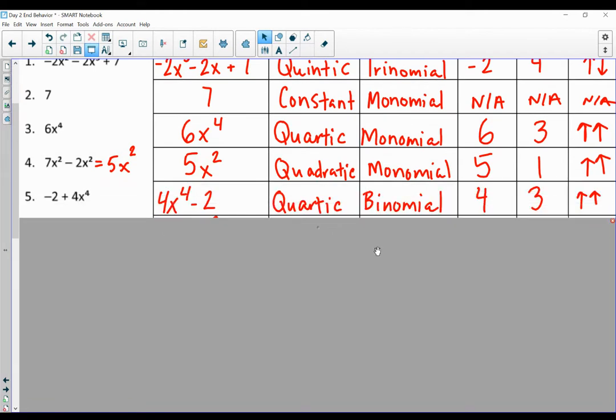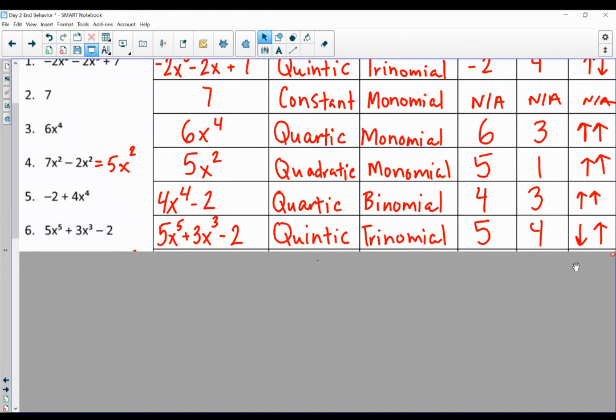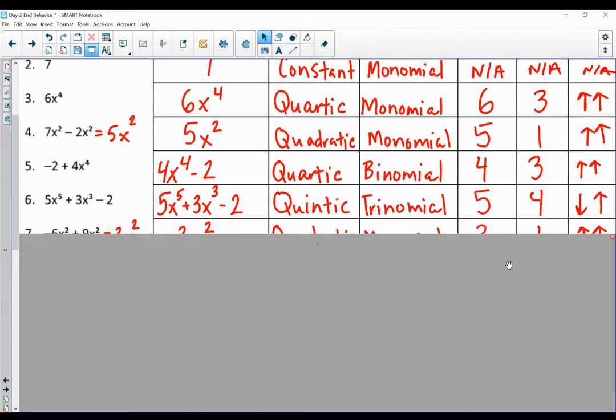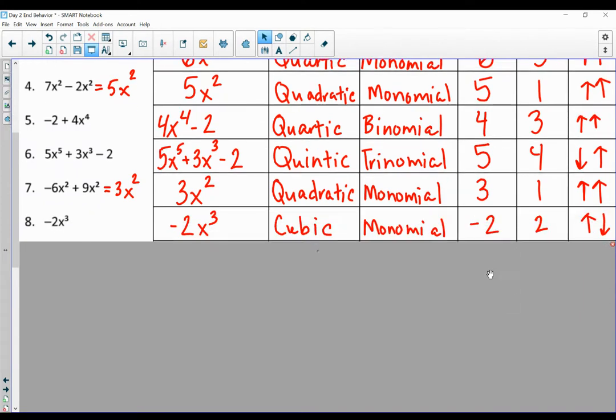If I keep going down, I have a couple more even, so let's go to another one. All right, this one is a trinomial. There are 1, 2, 3 terms, and it is again quintic because it has a degree of 5. So my leading term is 5, which is positive, so I know it's going to go up on the right. But since my degree is also 5, that is an odd number, it goes down on the left. So they do not match.